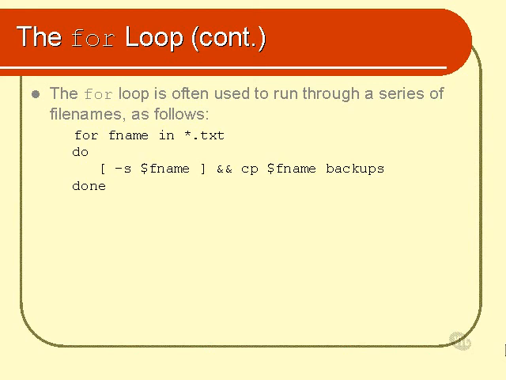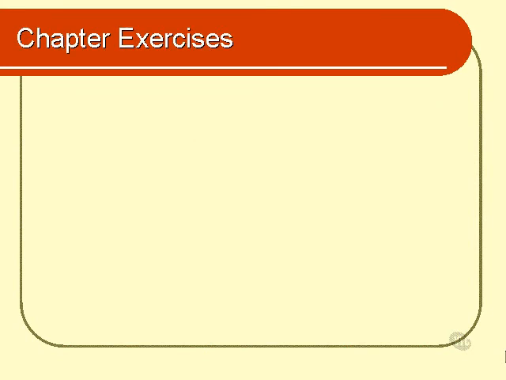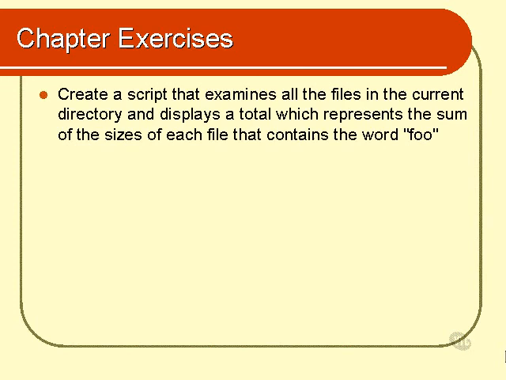As you can see, it's just as simple as the while loop, but it works in a slightly different way. There are two simple exercises for this chapter. If you can complete both exercises, then you've probably got a fairly good grasp of looping in the shell scripts. The first is to create a script that examines all the files in the current directory and displays a total which represents the sum of the sizes of each file that contains the word foo.